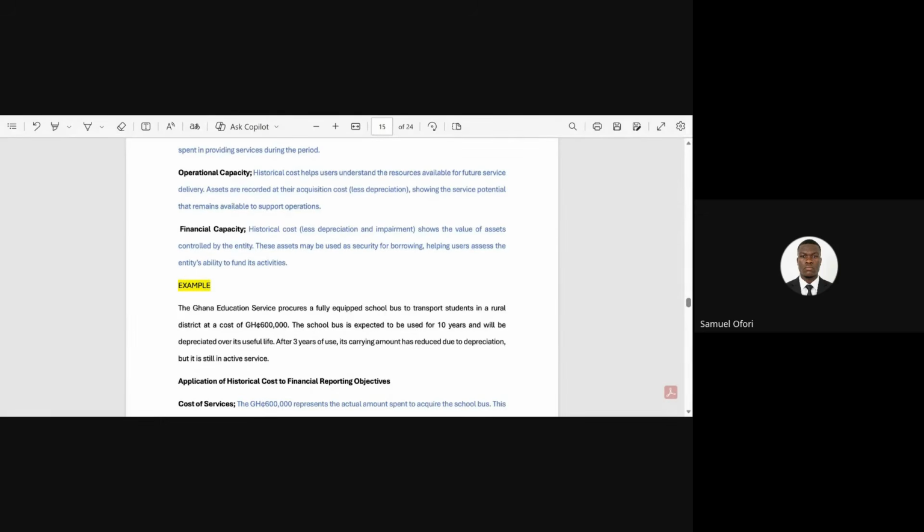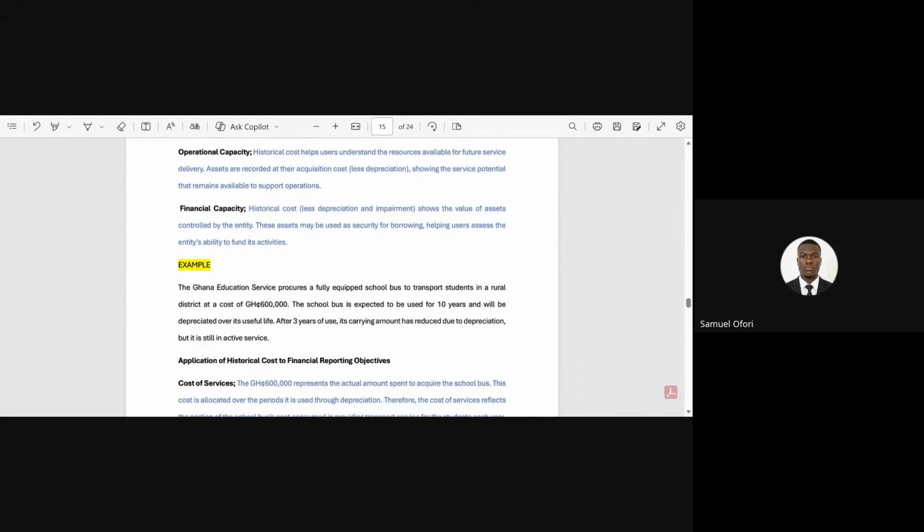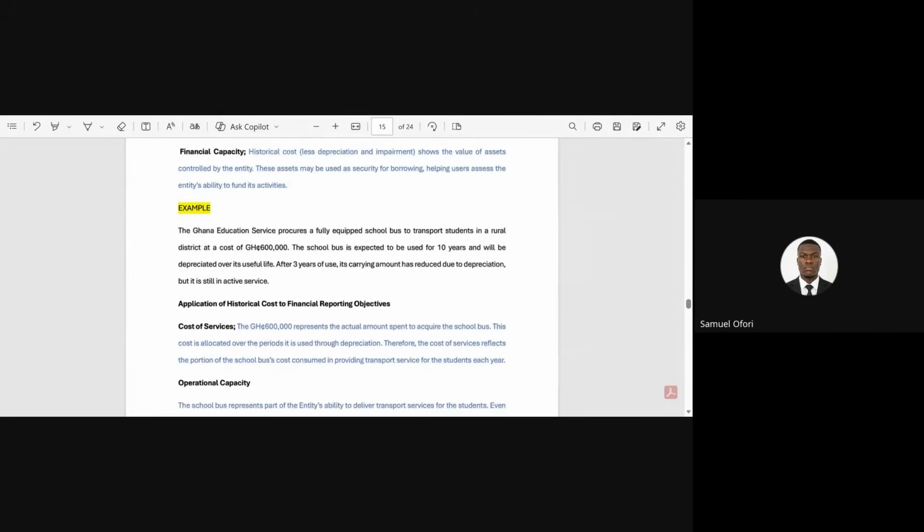Okay. So a typical example is the Ghana Education Service procures a fully equipped school bus to transport students in a rural district at a cost of 600,000. The school bus is expected to be used for 10 years and will be depreciated over its useful life. After 3 years of use, its carrying amount has reduced due to depreciation, but it is still in active service. So what's the cost of service here? Yes, please, what's the cost of service? 600.